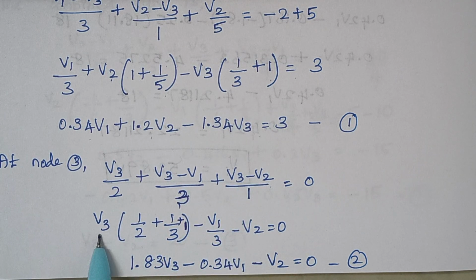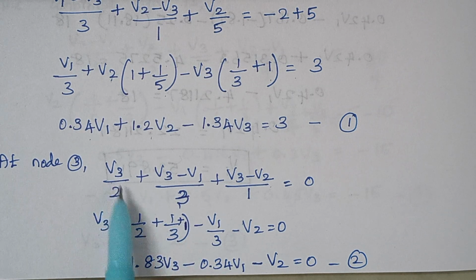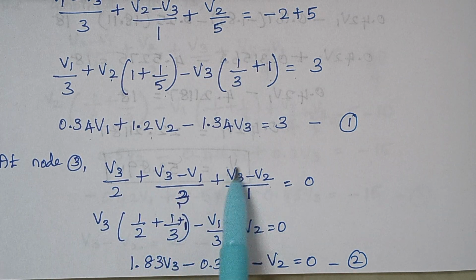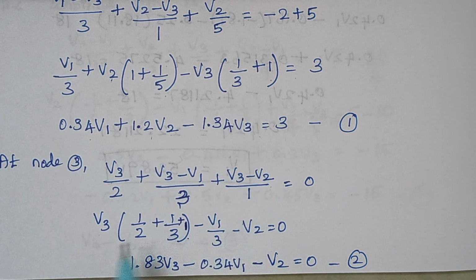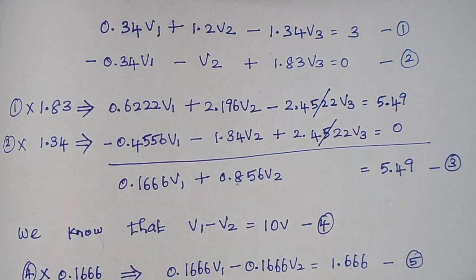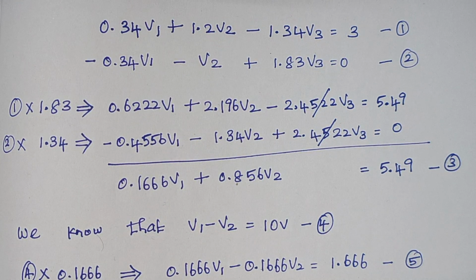So when you take V3 commonly outside, the remaining terms are 1 by 2 plus here it is 1 by 2, here it is 1 by 3, and finally here we have a 1. So again when you sort out and simplify, finally we get the equation like this, and let this be your equation number 2. So now we are going to solve these two equations.